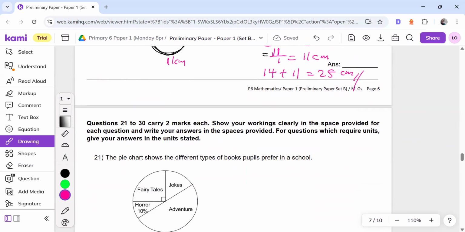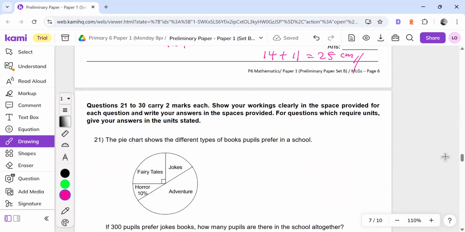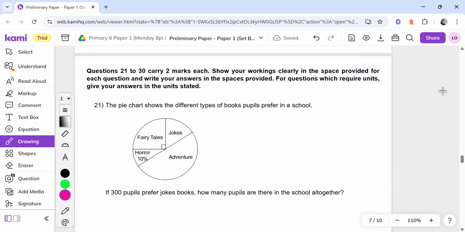Okay, coming to question 31 now. Question 31, pie chart. If you see a pie chart, most of the time, not all the time, almost 90% of the time, we use percentage. Sometimes we can use fractions, but most of the time we do percentage. So the right angle is 25%, and this is how many percent? This is a straight line actually, but in the exam, the question will tell you it's a straight line. So then the adventure is 50% and the joke is 15%.